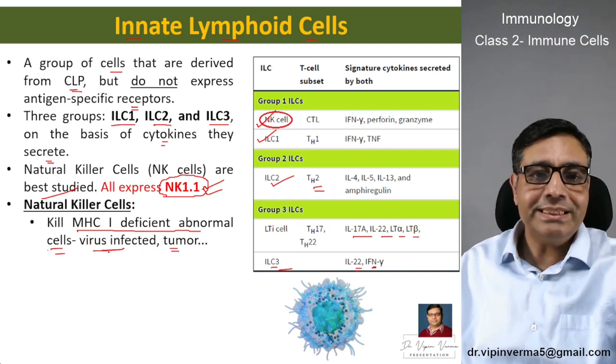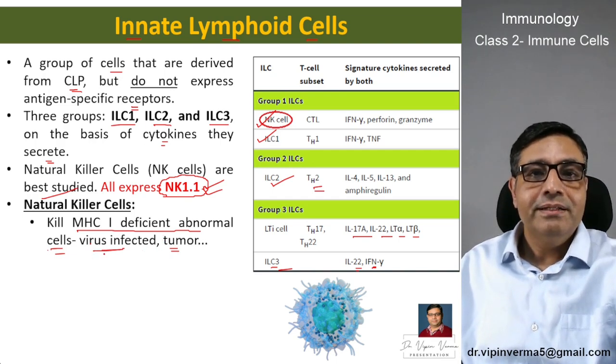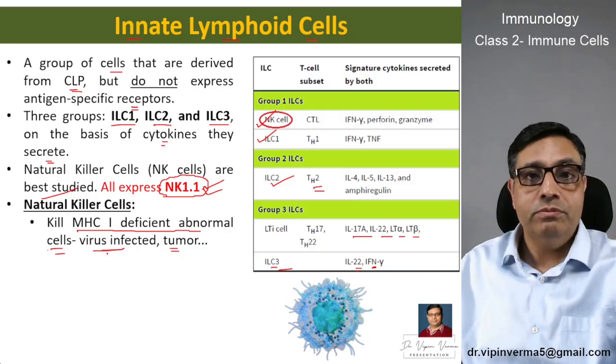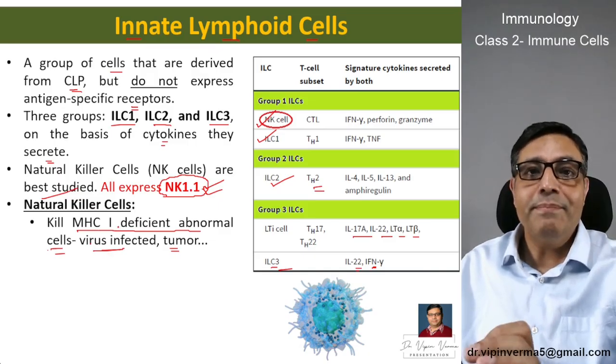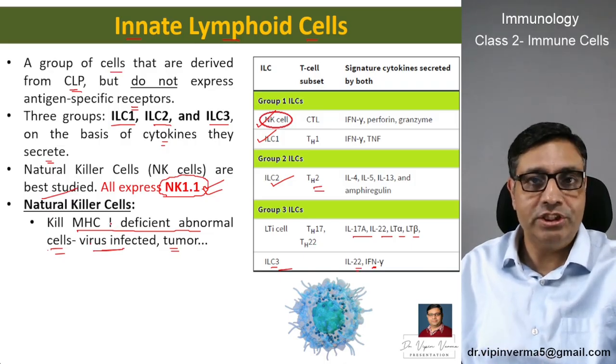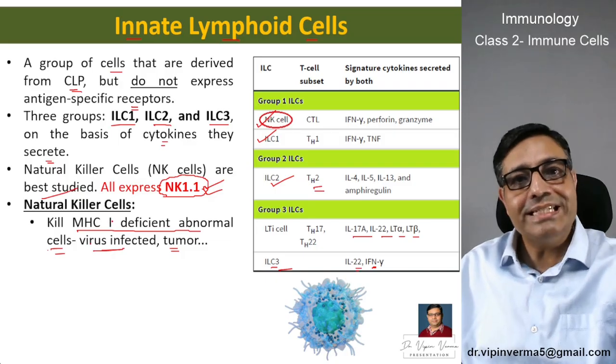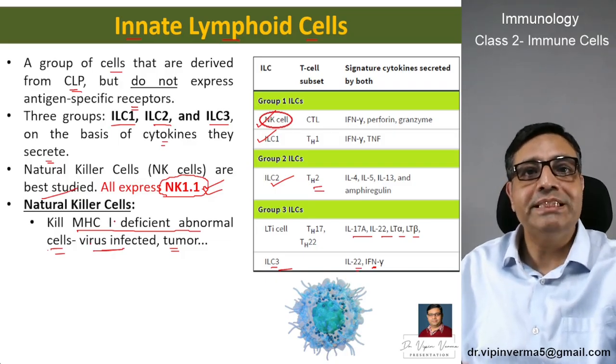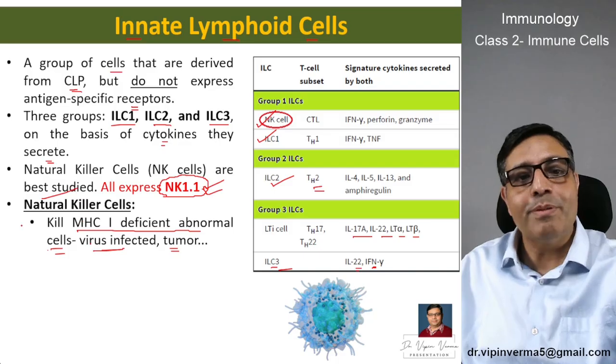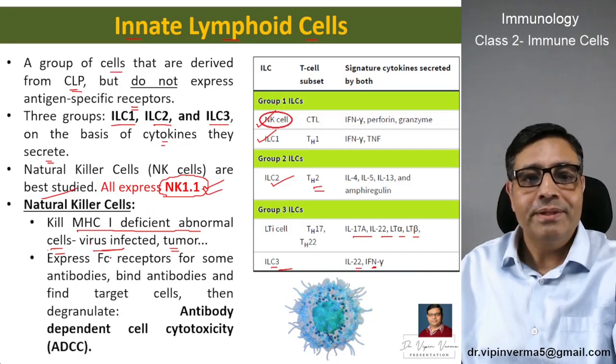So in those cells, when MHC1 expression is down, the natural killer cells can easily recognize them and immediately kill them because they don't find the minimum threshold level of MHC class 1 expression on the cells. So any cell which is deficient of MHC class 1 will be killed by the natural killer cells. They also express the Fc receptors for some antibodies and bind antibodies and find target cells.